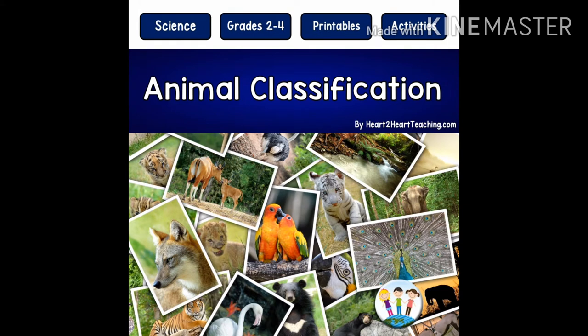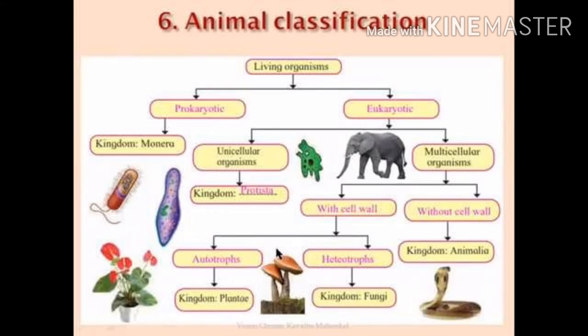Living organisms are classified as unicellular prokaryotic living organisms are called monera. Unicellular eukaryotic organisms are called protista. Eukaryotic multicellular organism which can prepare their own food because of chlorophyll, they are called plants. While the non-green plants which cannot prepare their food belongs to fungi. And multicellular eukaryotic organisms which are heterotrophics belongs to kingdom Animalia. That means living organisms are classified into five kingdom, that is Monera, Protista, Plantae, Fungi and Animalia.